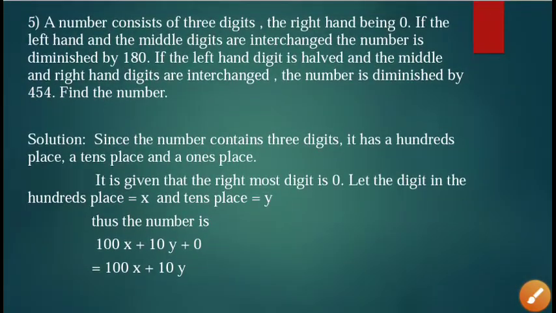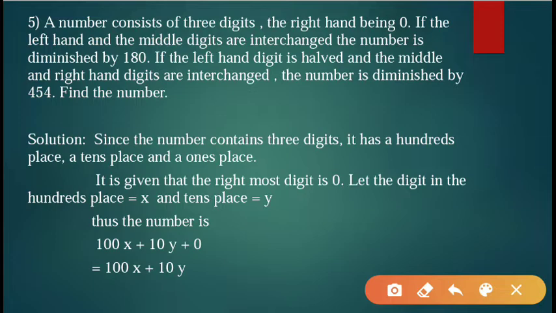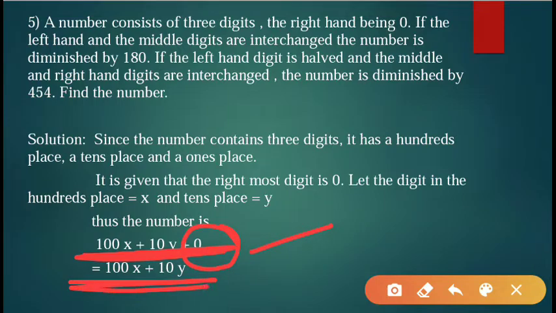In this question, first of all, you consider a 3 digit number where the right hand digit, the unit digit, is 0, and when the left and middle digits, the tens and hundreds digits, are interchanged, the number is diminished by 180. Okay, first solve here. Consider the hundreds digit equal to x, tens place equal to y, and unit digit 0. So the number will be as written here, and when you exclude the 0, it can also be written like this.